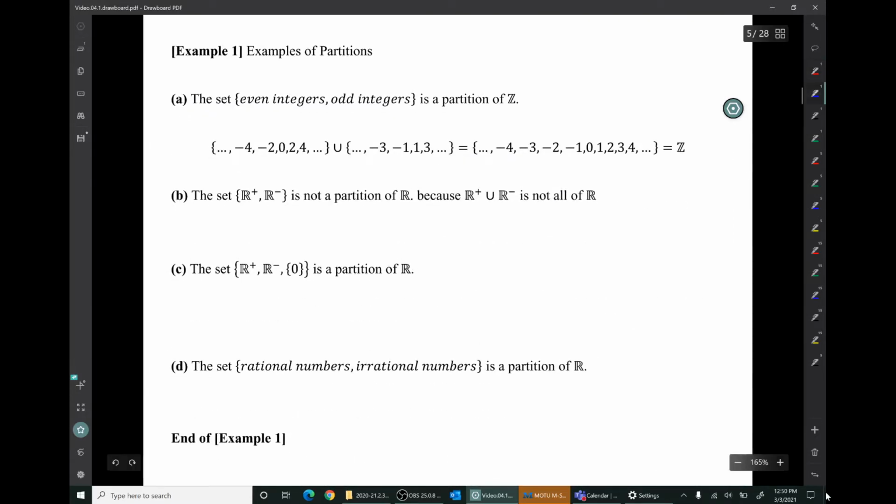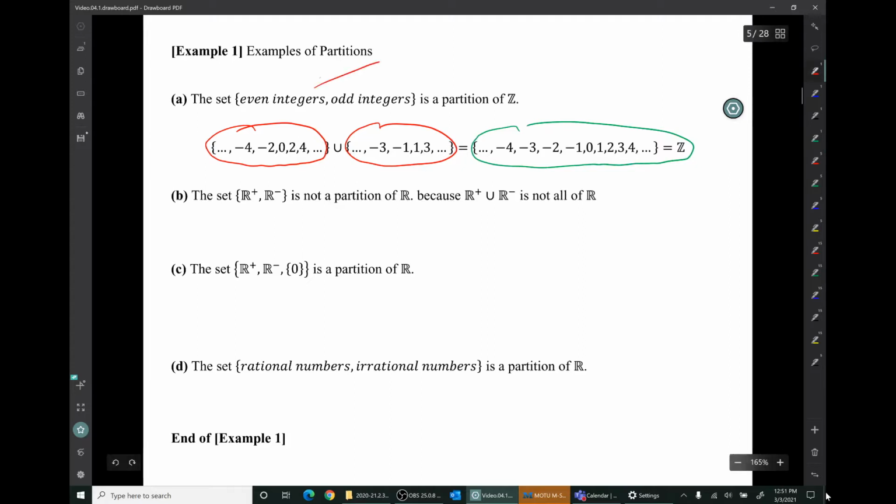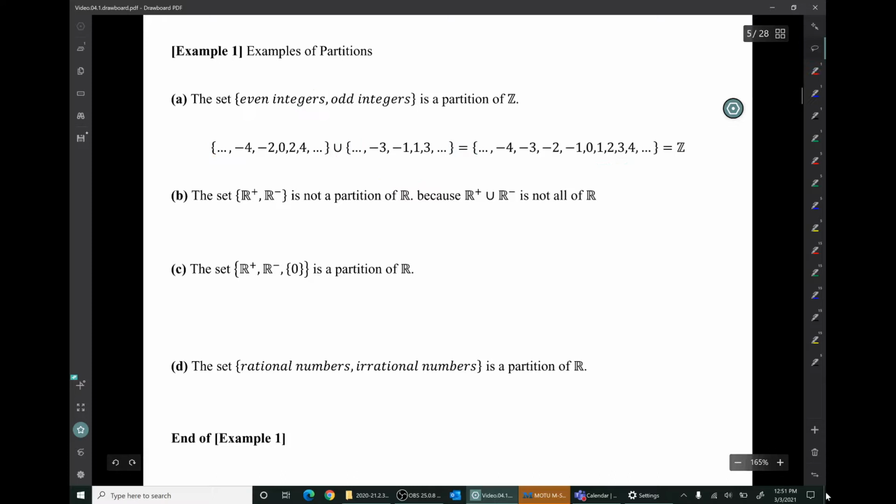Here are some examples of partitions. This set, even integers, odd integers, is a partition of this set, the integers. So notice on the left here I have a set that contains 2 sets, the set of even integers and the set of odd integers. So we see that the set of even integers union the set of odd integers equals the set of all integers. And furthermore, notice that these 2 sets are disjoint. So every integer falls into one of these sets, either this one or this one, but not both.